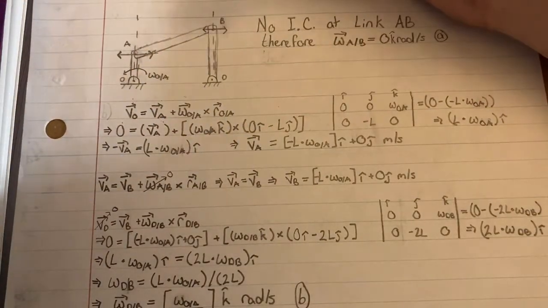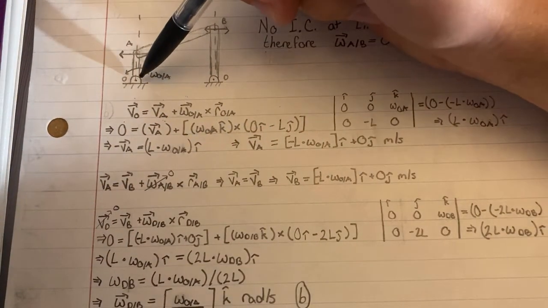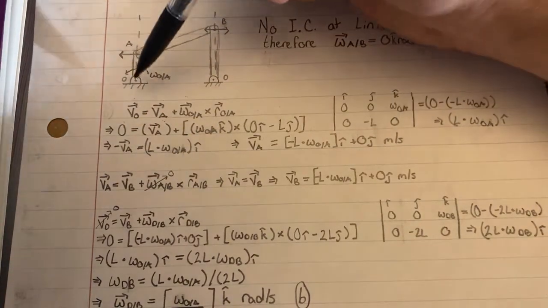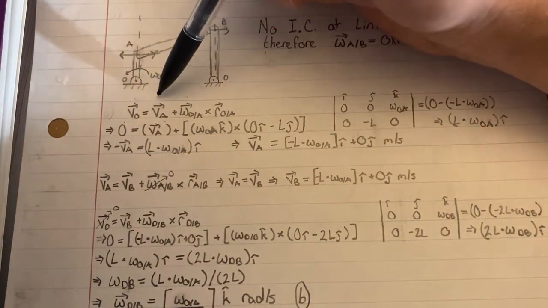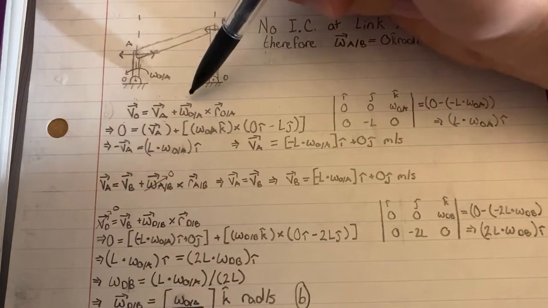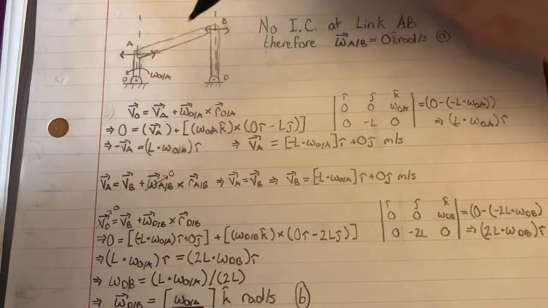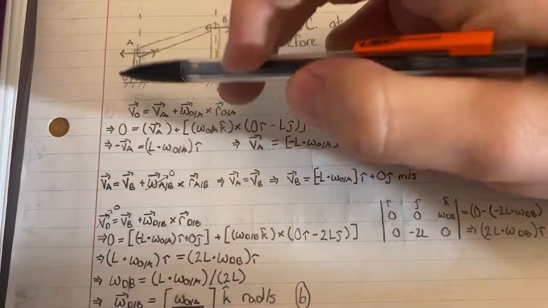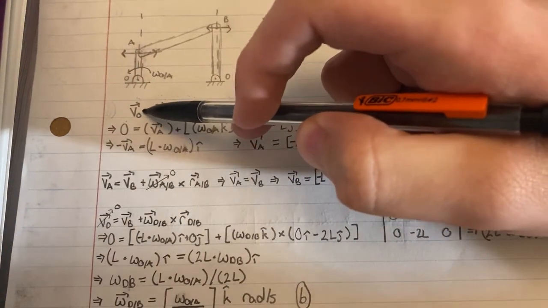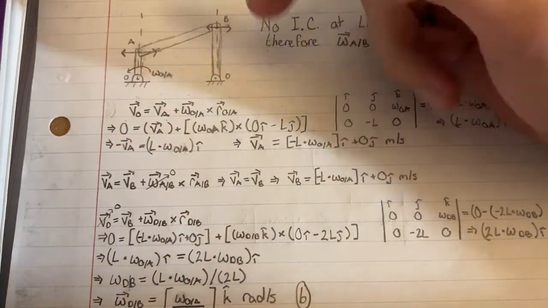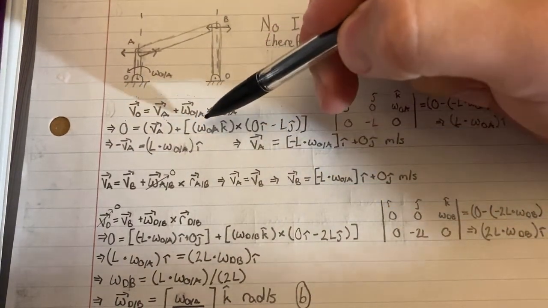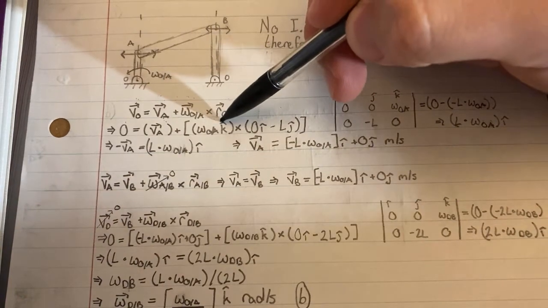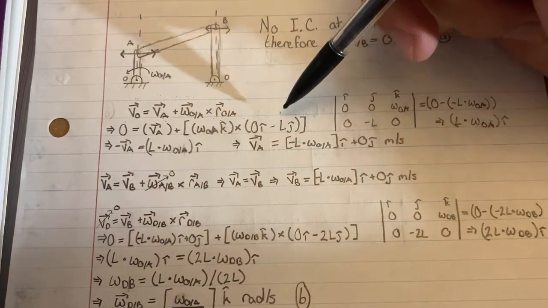Moving on to part B, we're going to find the velocity of A by using the two points in link OA. So we have the velocity of O equals the velocity of A plus angular velocity of O slash A cross the distance between O and A. Moving on from this, we know velocity of O is 0 because it's an instant center. We're finding VA, and we have angular velocity, which is in the K direction, cross negative LJ.